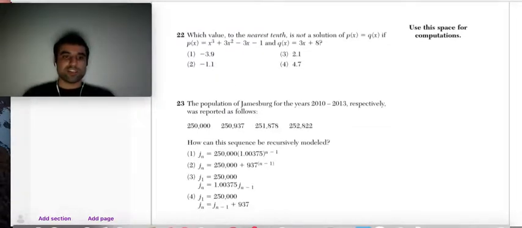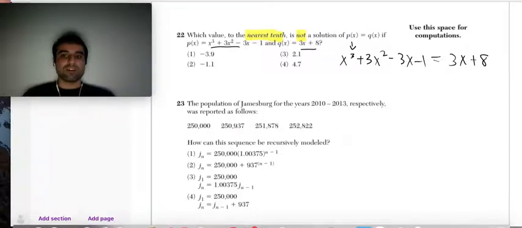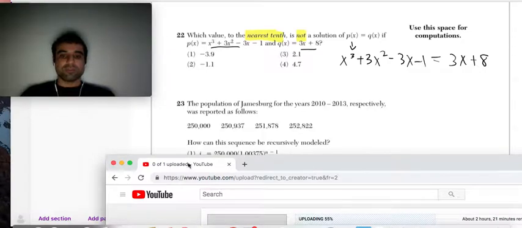Now, here we're going to use our calculator. Which value to the nearest tenth, 1 decimal place, is not a solution of p of x equals q of x if p of x is given by this function and q of x is given by that. So I'm just going to set p of x equal to the q of x, and I could either graph both of them, look for the point of intersection, but only the x coordinates, right? Because this is the x coordinate of the point of intersection. Or I could set the equation equal to 0 by subtracting 3x and 8 and look for the roots. I'm just going to graph both of them and then look for the point of intersection. There should be 3 of them, according to this video.